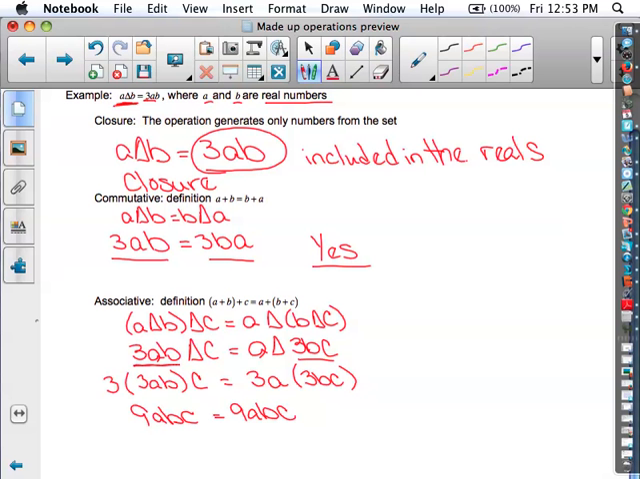9ABC. Clearly they're equal, so if you ask the question, is delta associative? The answer would be yes. We'll see some examples next week of when it's not commutative and when it's not associative.